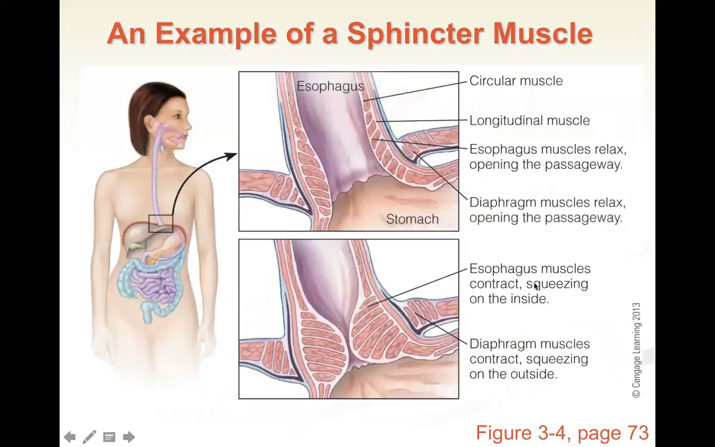This is a picture of the sphincter muscle, and you can see that in the esophagus, this sphincter muscle will relax when food is going to flow into the stomach, and it will contract after food has already moved into the stomach so that no food goes back up. You don't want that to happen.